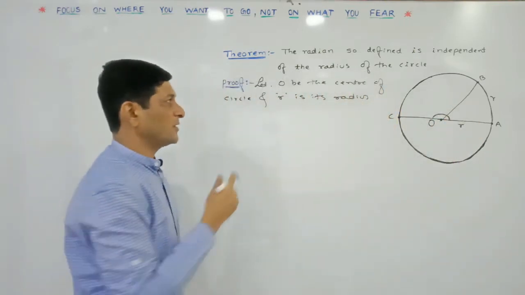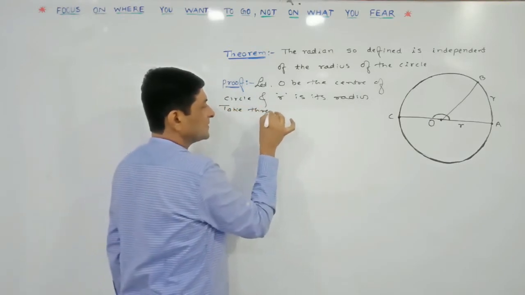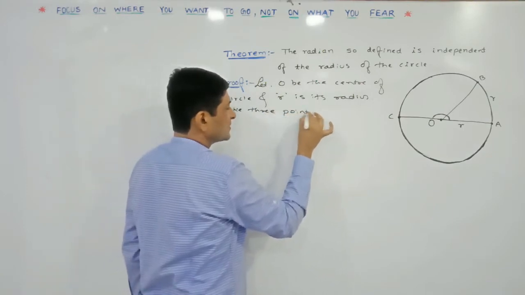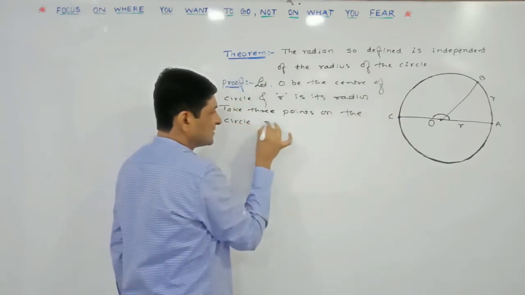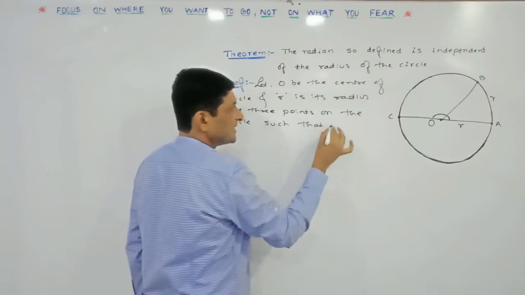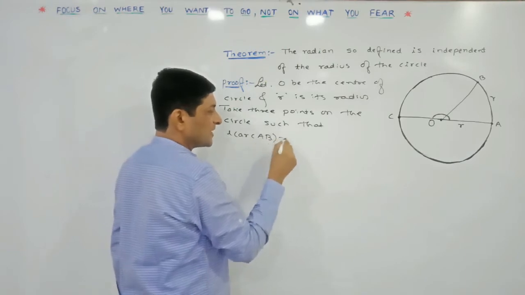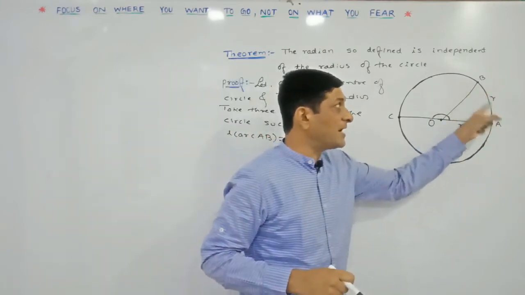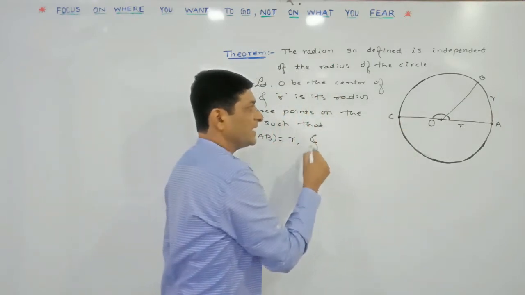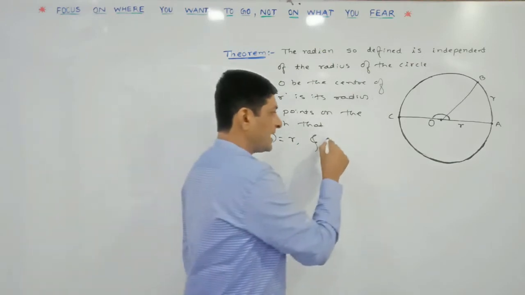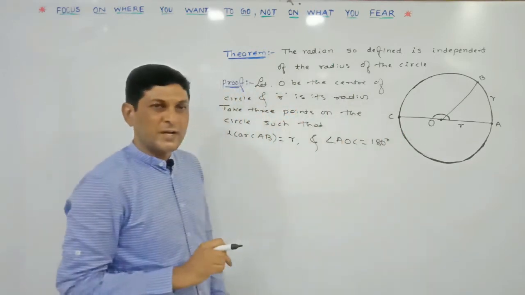So we have taken 3 points on the circle. So write down here: take 3 points on the circle such that the length of arc AB will be equal to the radius. We have taken these 2 points A and B such that this arc length will be equal to what? Radius. So the length of this arc AB is equal to the radius. And later on we have taken a point C such that angle AOC, the measure of angle AOC, is equal to 180 degrees.